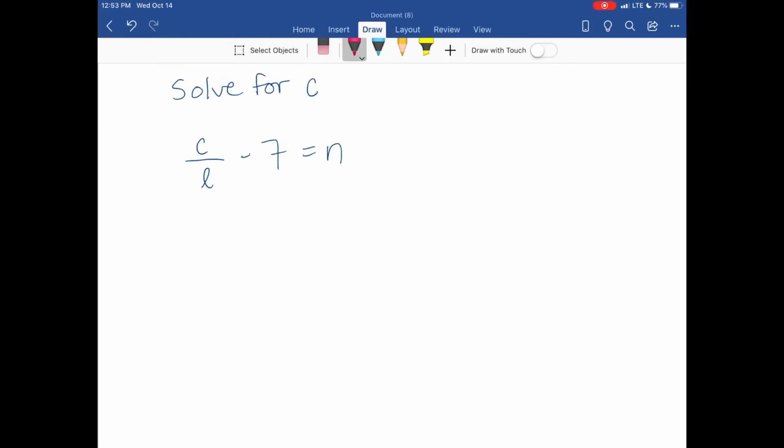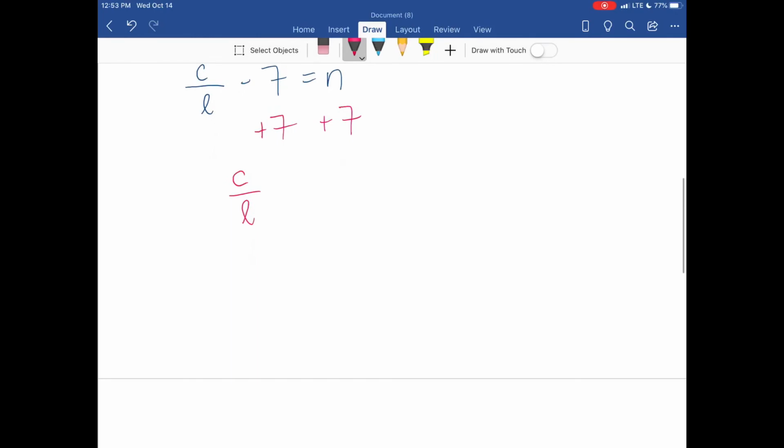Now let's try this one. So we're asked to solve for c in this equation. So again, the objective is we want to get c by itself. So I'm thinking the first thing I want to move over is the 7. So that leaves us with c over l equals, keeping in mind n and 7 are not like terms, so I leave them like so.